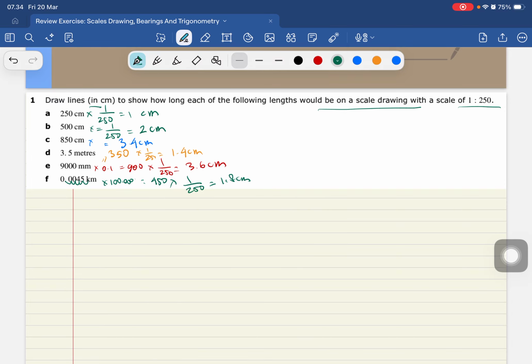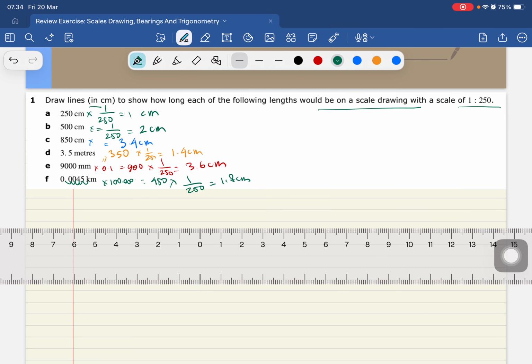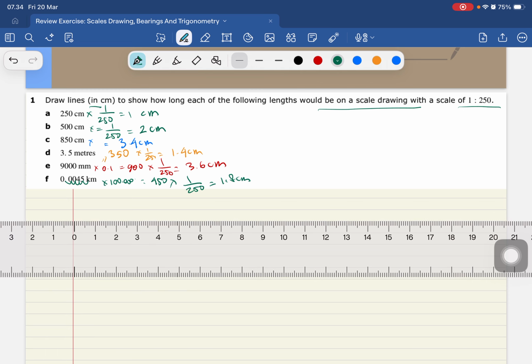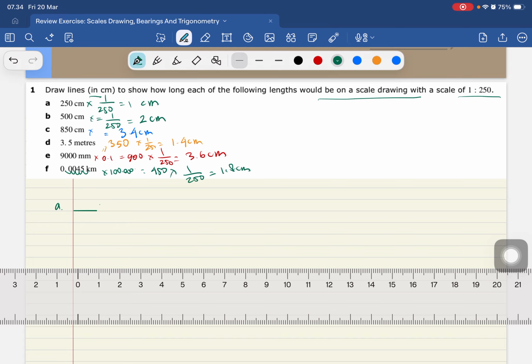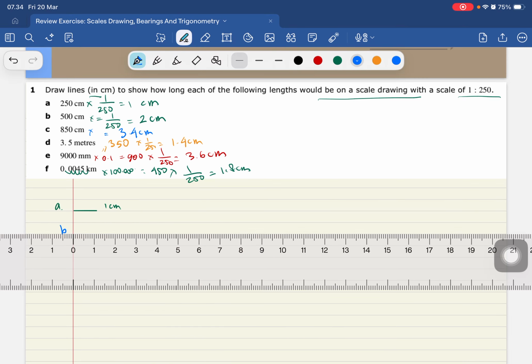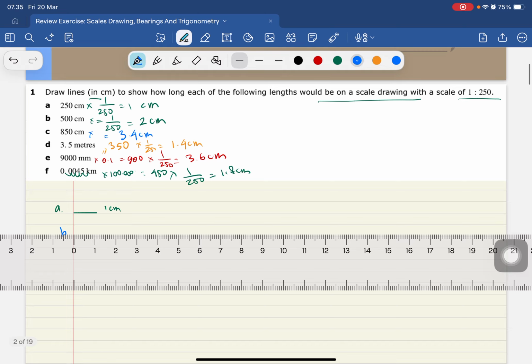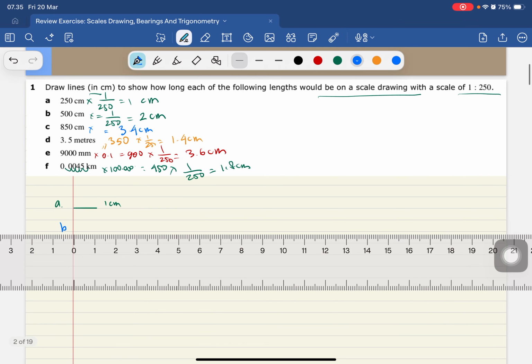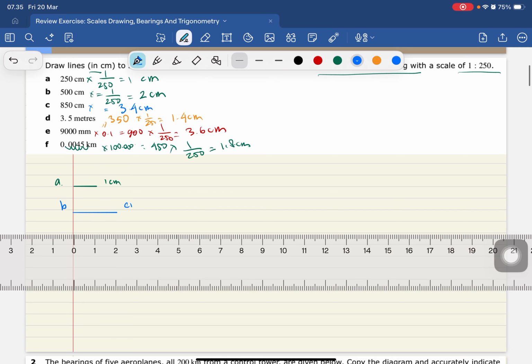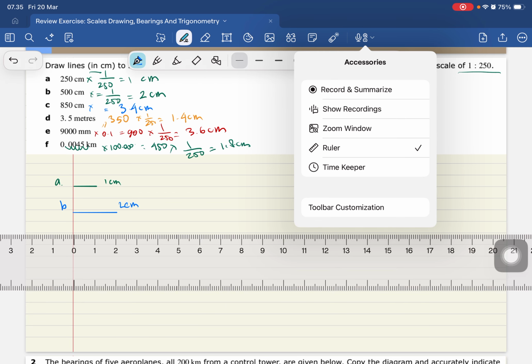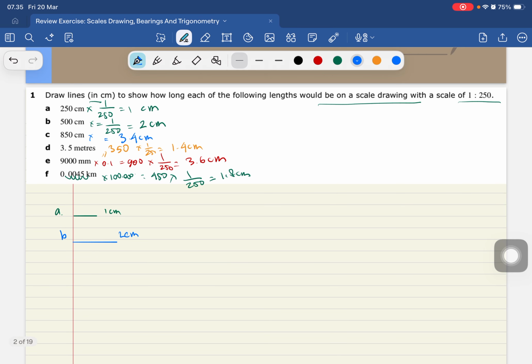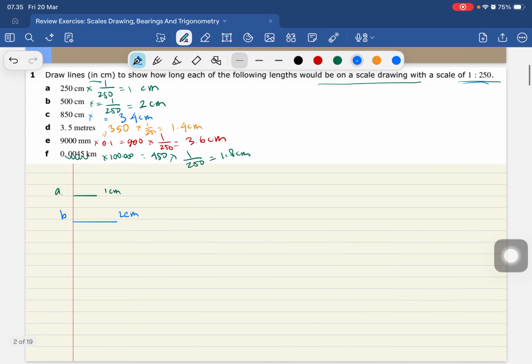Next, we need to draw. Please, you can use a ruler. I will draw it. Okay, so the first is 1 centimeter. So it's 1 centimeter A. This is 1 centimeter. Next B, 2 centimeter. And you can do it by yourself, use a ruler with this length. So we need to convert into the scale of 1 to 250. So each 1 centimeter is equal to 250.